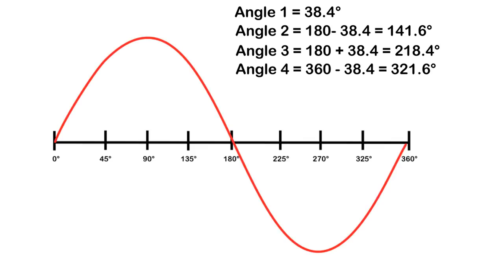That's how we calculate our angles. We use the formula to calculate this angle, then it's 180 minus the angle, then it's 180 plus the angle, then it's 360 minus the angle, and that gives us the angles at which we would have our instantaneous values. So it's not that difficult.